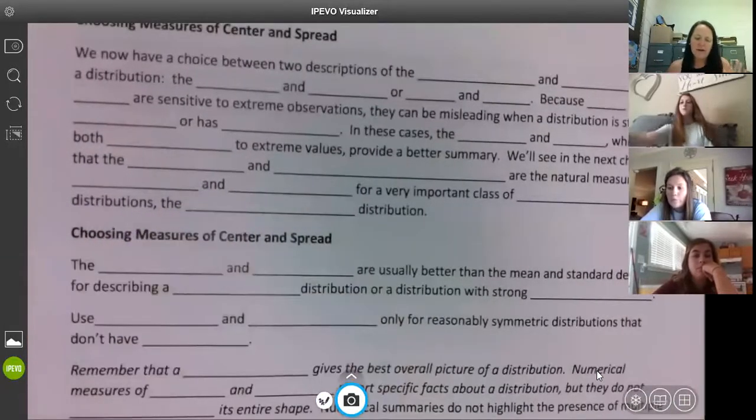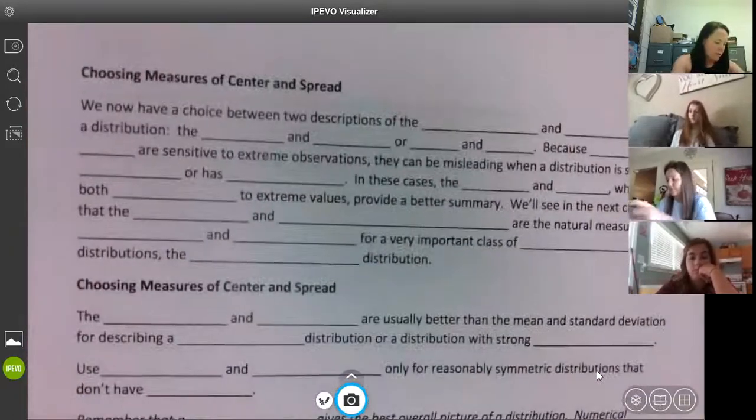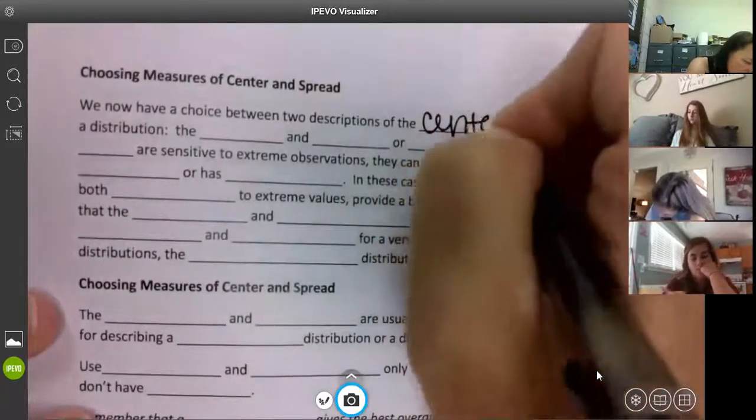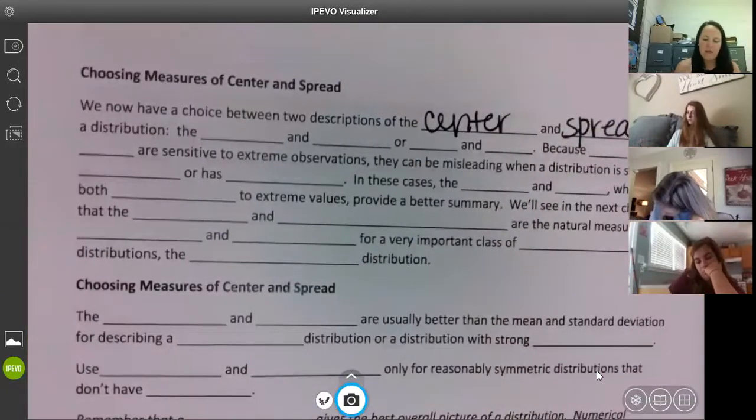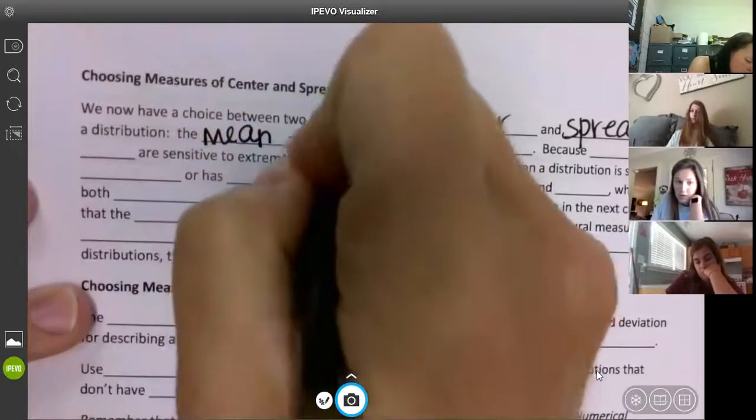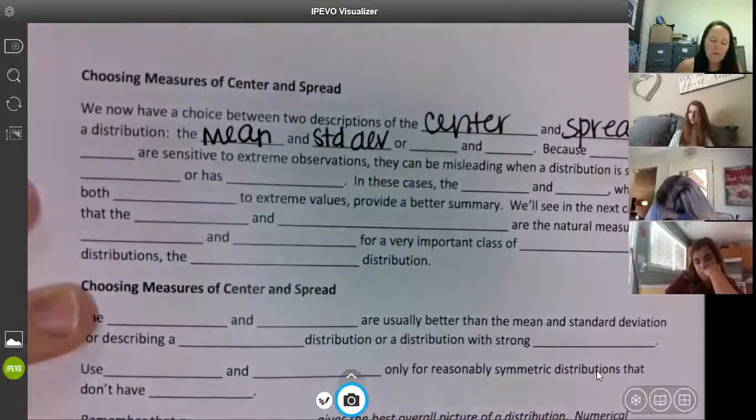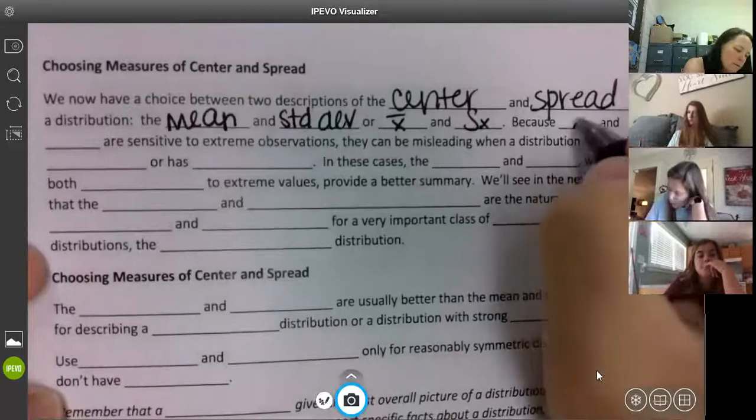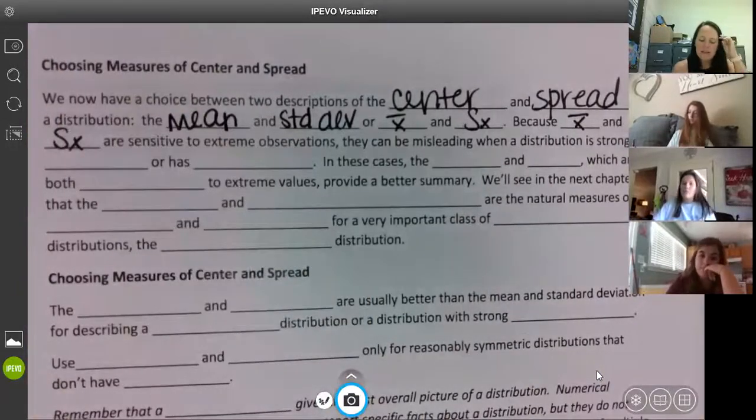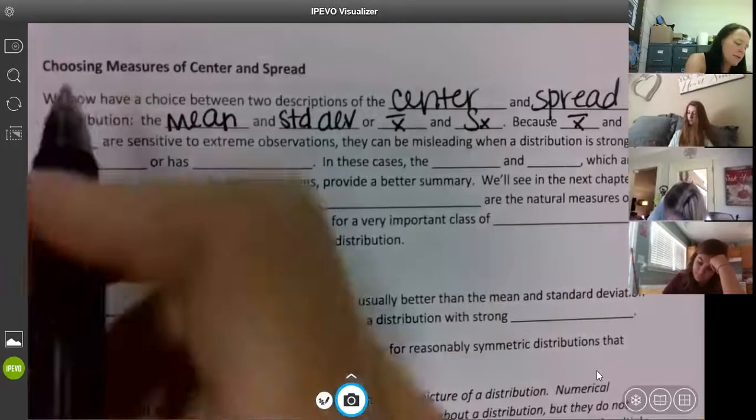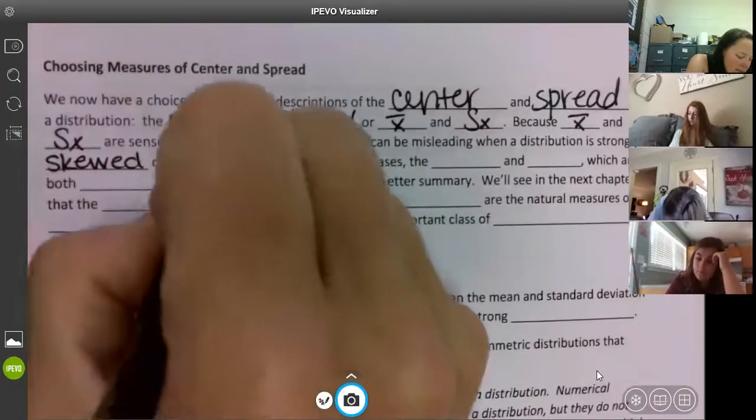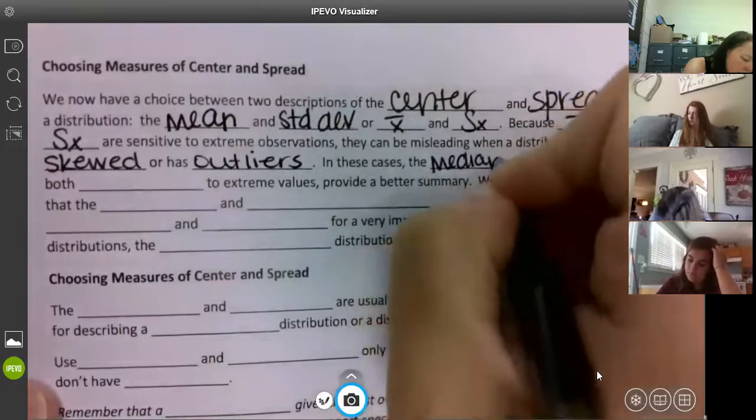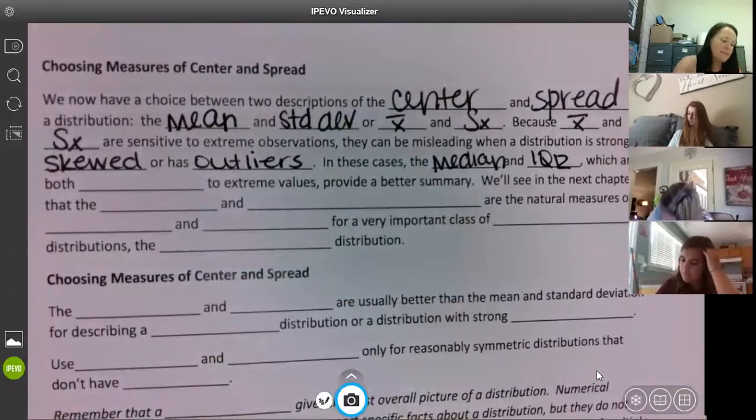All right, so I've already showed you numerical summaries with technology, so we're going to go down to choosing measures of center and spread. We don't need to do that first part. We now have a choice between two descriptions of center and spread of the distribution. We have the mean and standard deviation, or we called it X bar and S sub X. Because X bar and S sub X are sensitive to extreme observations, they can be misleading when the distribution is strongly skewed or has outliers. In these cases, we would use the median and IQR, which are both resistant.